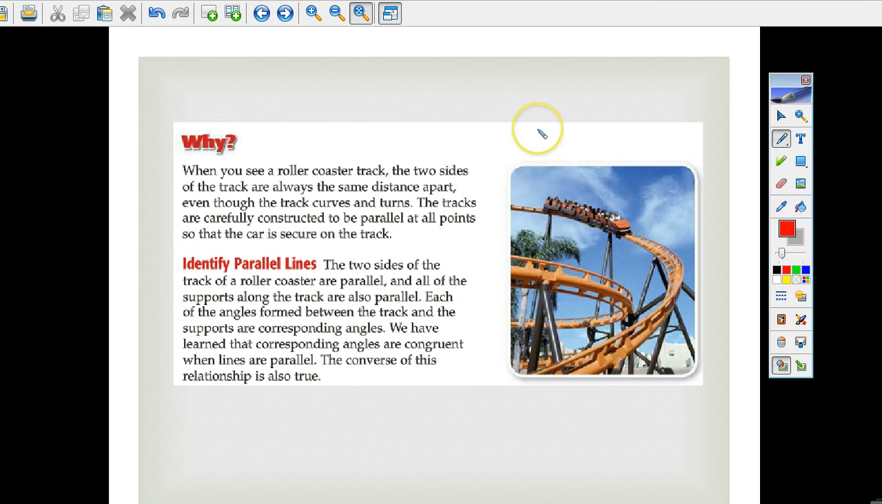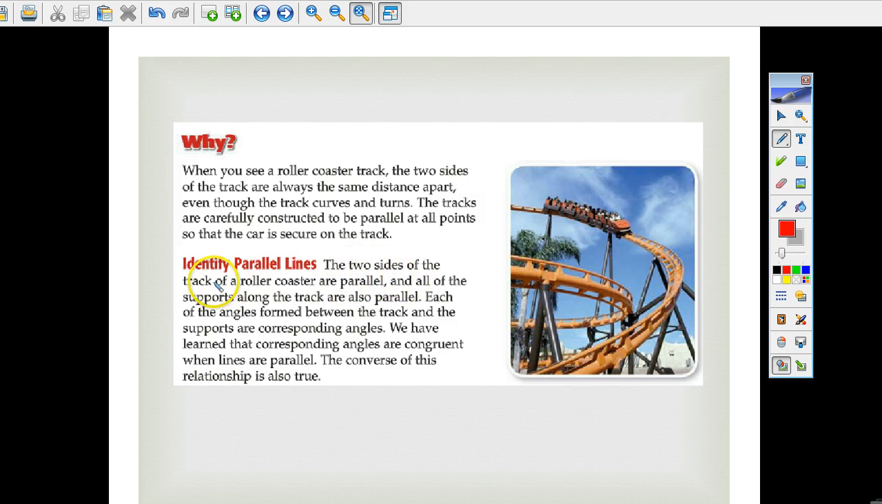Why? When you see a roller coaster track, the two sides of the tracks are always the same distance apart. Even though the track curves and turns, they're always the same distance apart from this line and that line. The tracks are carefully constructed to be parallel at all points so that the car is secure on the track.